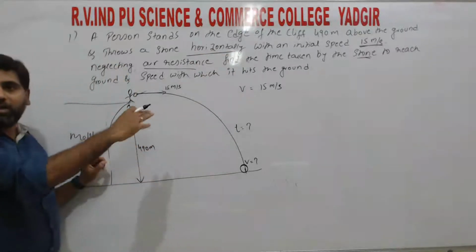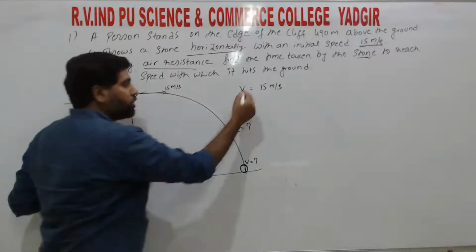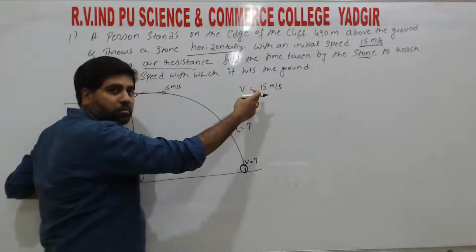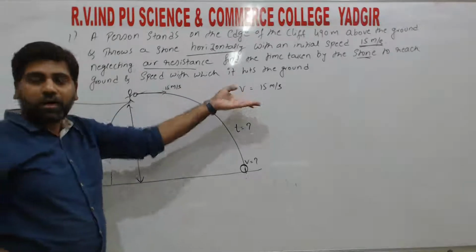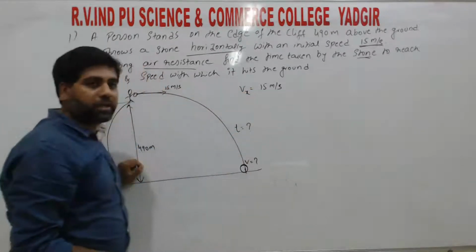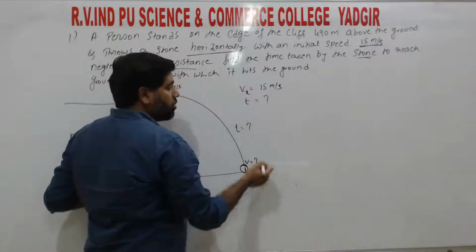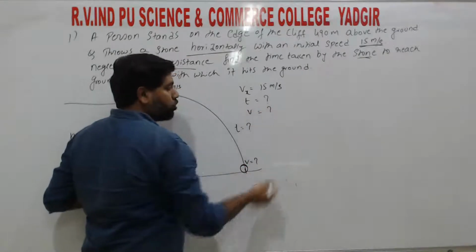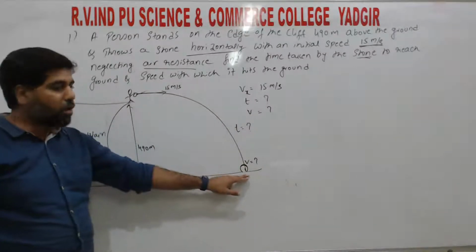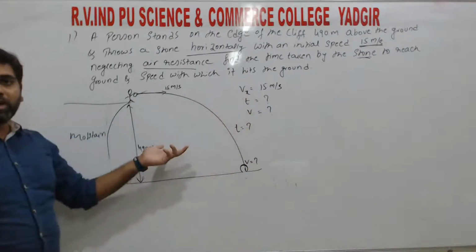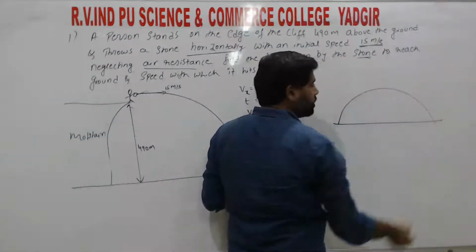In projectile motion we have two speeds, one horizontal speed and another vertical speed. Since the stone is thrown horizontally, it's the horizontal speed, that means vx. We need to find the time taken to reach the ground and the total speed. Here at this point we have both the horizontal speed along with the vertical speed. Remember the graph of the projectile, the parabola.